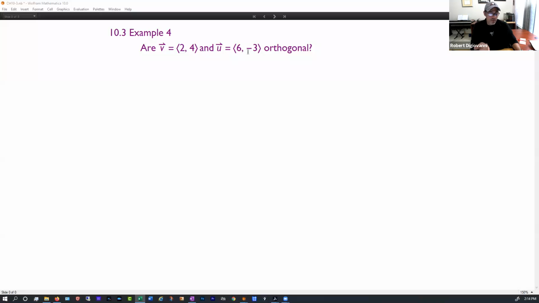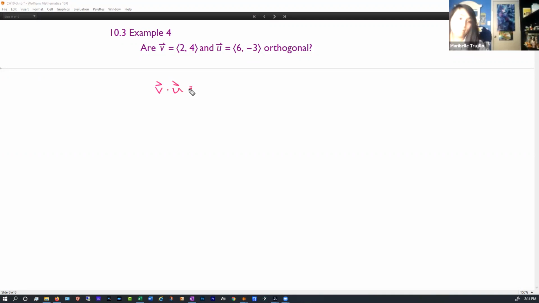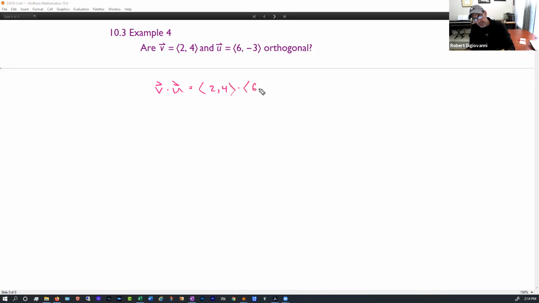So if I want to know if these two are orthogonal, all I need to do is take the dot product, right? So let's just take the dot product of these. What's V dot U? Okay, let's check. That's going to be 2, 4. We're going to dot that with 6, -3. So I multiply the first two together, that gives me 12. And then I add to that the second two multiplied together, that's -12. Hey, voila, look at that.